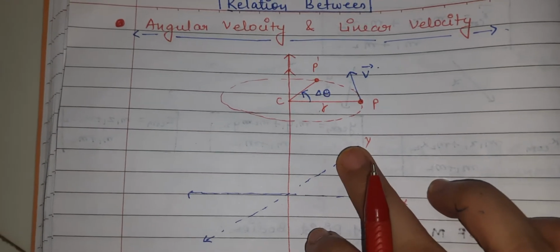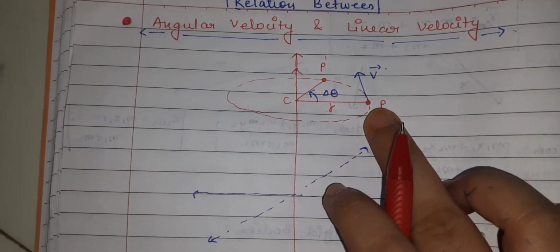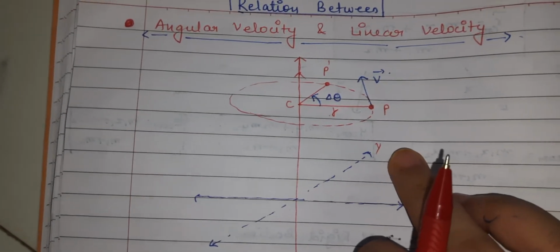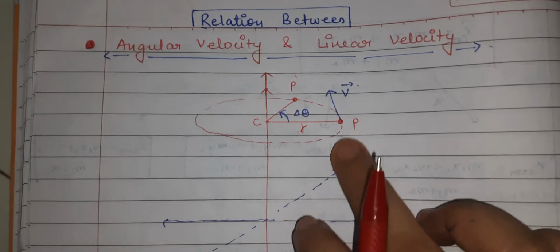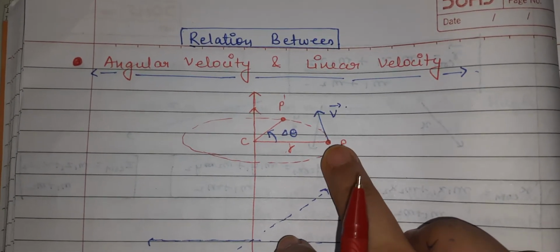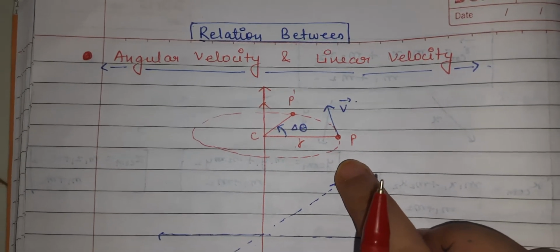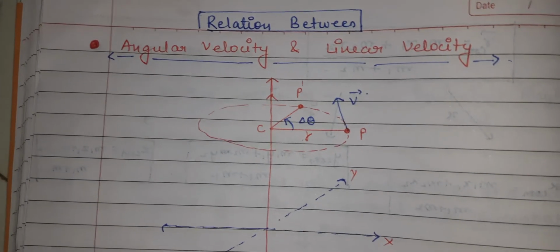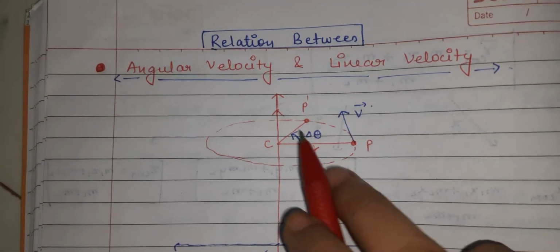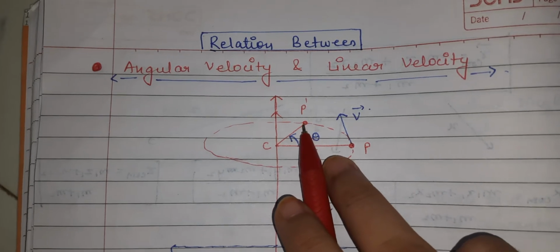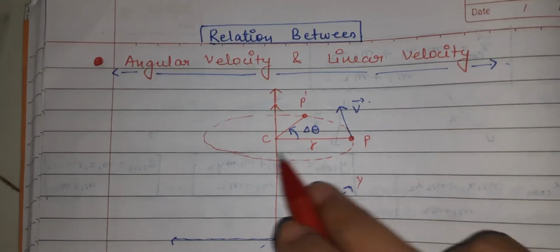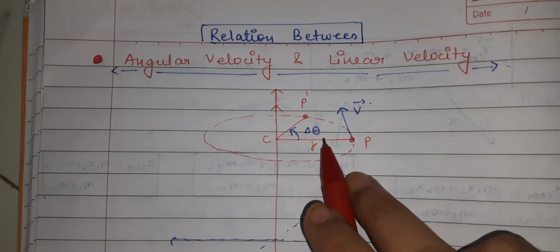So the linear velocity vector v of the particle at point P is shown along the tangent of the circle at the point P. Whenever we want to make a velocity vector at any point, we have to make a tangent. We all know that. So in a very small interval of time, delta t, let the particle reach P dash. After time delta t, the particle reaches point P dash, after tracing the angle P C P dash, and that is delta theta.